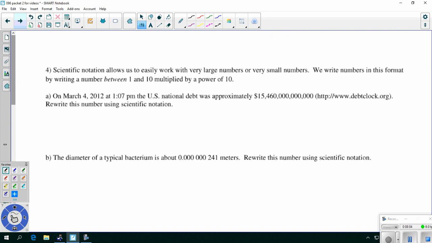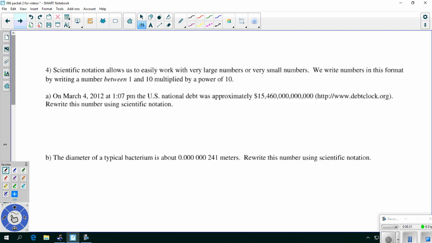Number 4, scientific notation allows us to easily work with very large numbers or very small numbers. We write numbers in this format by writing a number between 1 and 10 multiplied by a power of 10. Let's see it in part A. At this particular date and time, the U.S. national debt was approximately that number of dollars.